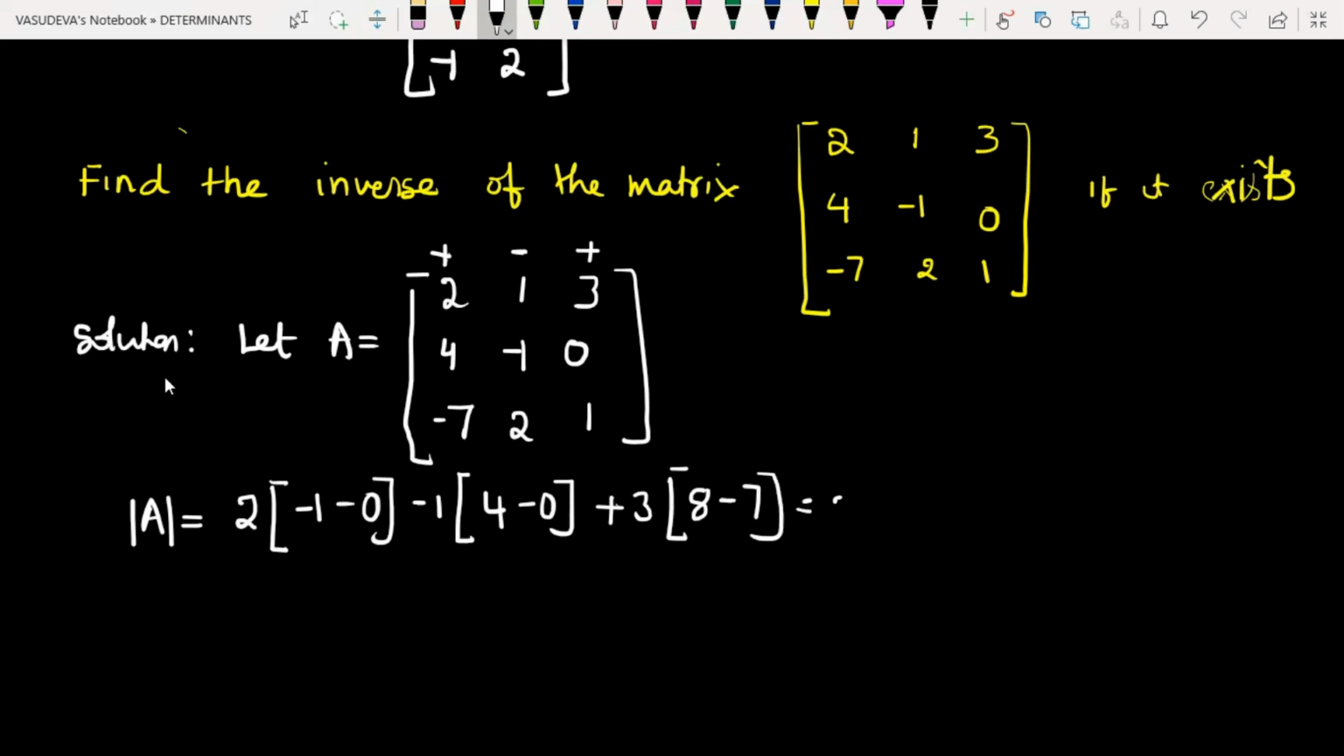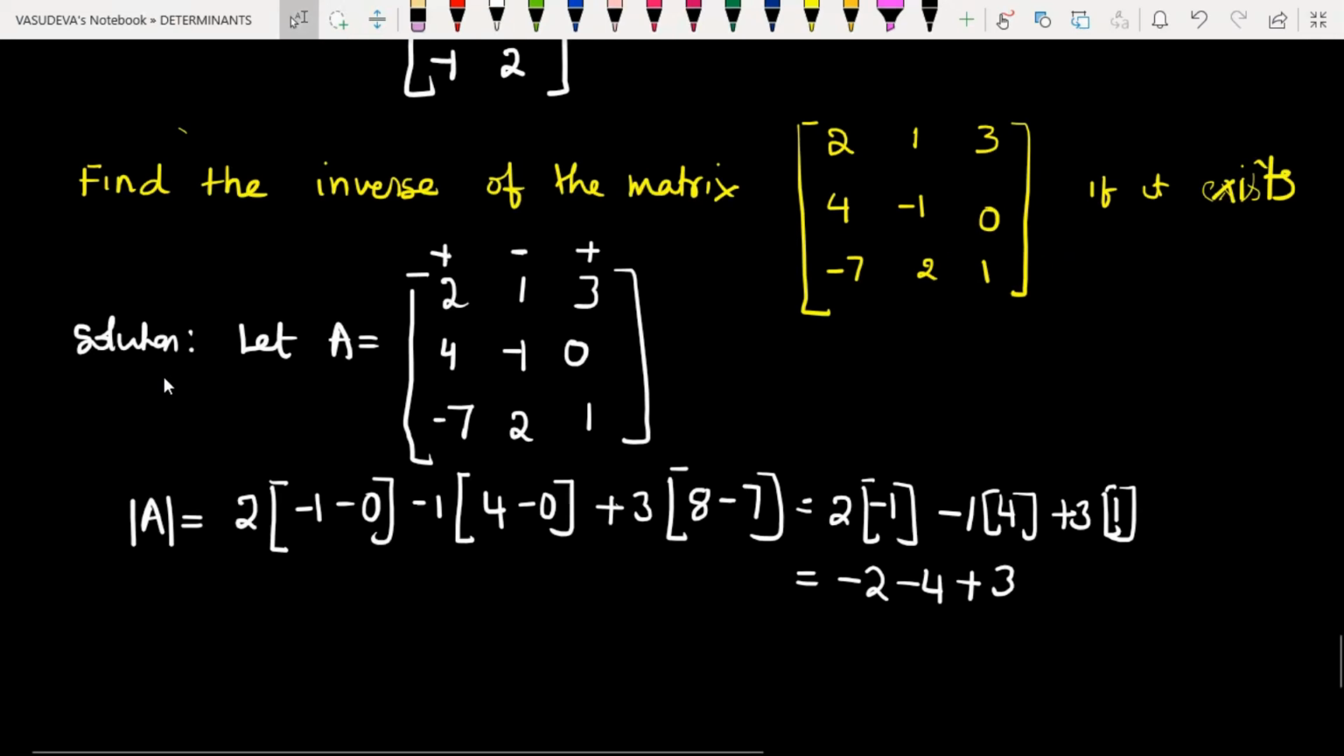So expanding this, 2 into minus 1, and simplifying this, minus 1 into 4 and plus 3 into 8 minus 7 is 1. So this is equal to minus 2 minus 4 plus 3. So minus 2 minus 4 plus 3 is minus 3, which is not equal to 0. Therefore it is non-singular. Therefore A inverse exists.